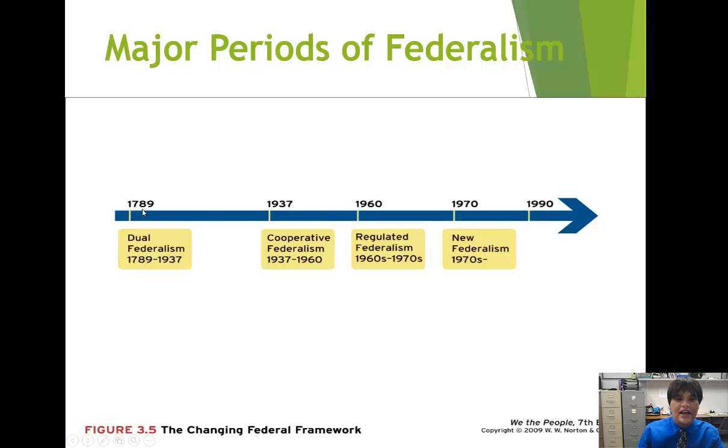From 1789 up until 1937, we had a system of dual federalism, and we're going to talk about what that means here in a little bit. 1937 to 1960, you had cooperative federalism. 1960 to 1970, you had regulated federalism. And then 1970 up until today, you have what's called new federalism. We're going to talk about each of these in much more detail.